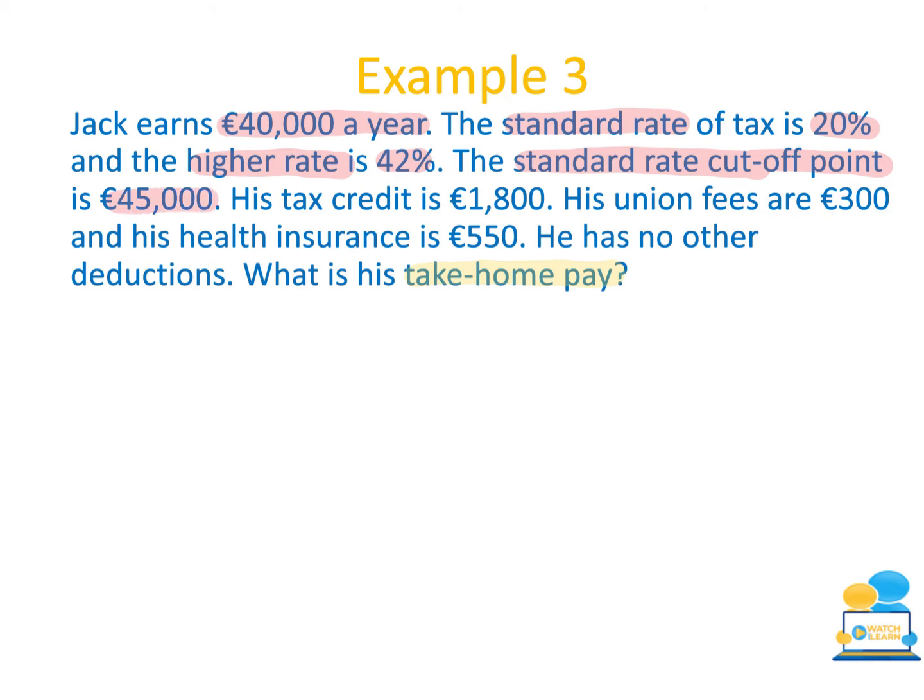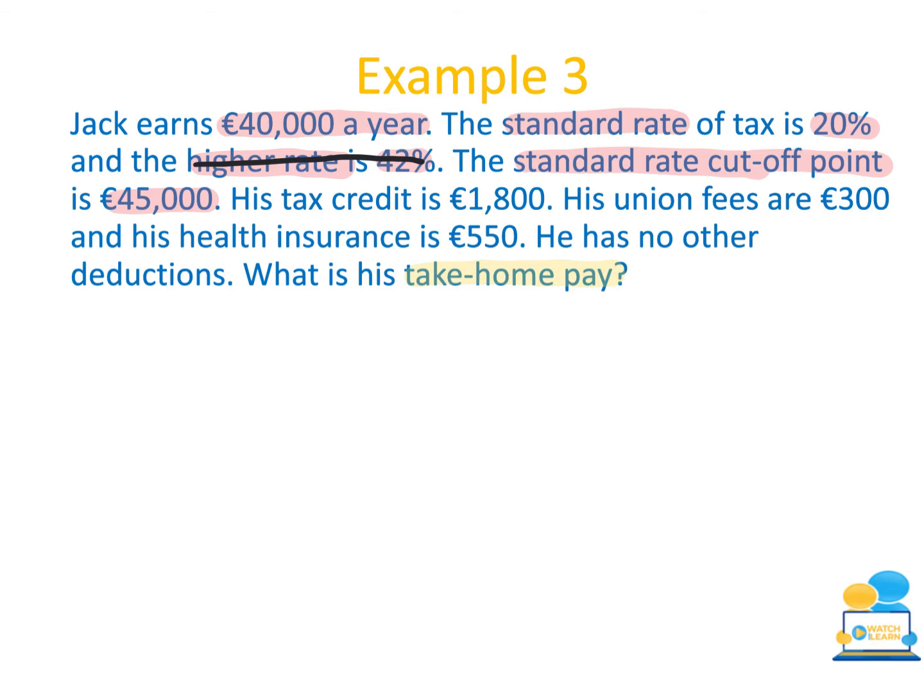So if we just talk about that, that standard rate cut-off point means that you're going to pay the standard rate of tax up until €45,000, and then anything you earn after €45,000 is going to be taxed at the higher rate. But Jack earns only €40,000, so he doesn't reach that threshold of €45,000. So we don't actually have to worry about the higher rate of tax at all here, because Jack does not earn enough money to pay any higher rate of tax. So all of his money is going to be taxed at the standard rate.